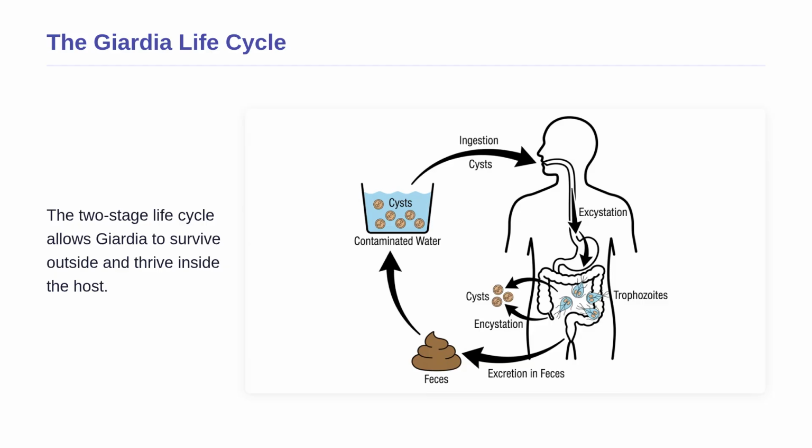Let us visualize this journey with a diagram. On the left, you see cysts floating in contaminated water. Following the arrows, these cysts are ingested by the human host. As they travel down into the digestive tract, a process called excystation occurs, releasing the active trophozoites. These colonize the gut, causing the illness. Eventually, as they move through the digestive system, they undergo encystation, turning back into resilient cysts. Finally, they are excreted in feces, ready to contaminate new water sources and begin the cycle all over again.